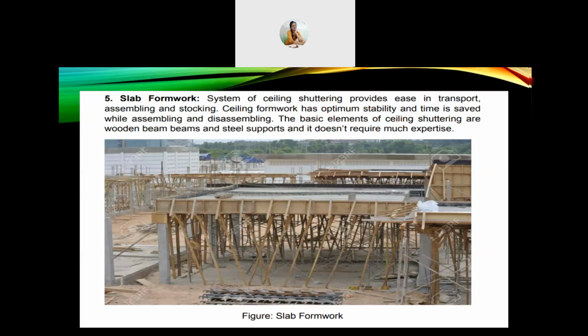Next, slab formwork. The system of ceiling shuttering provides ease in transport, assembling and stocking. So ceiling formwork has optimum stability and time is saved while assembling and disassembling. The basic elements of ceiling shuttering are wooden beams and steel supports, and it doesn't require much expertise.